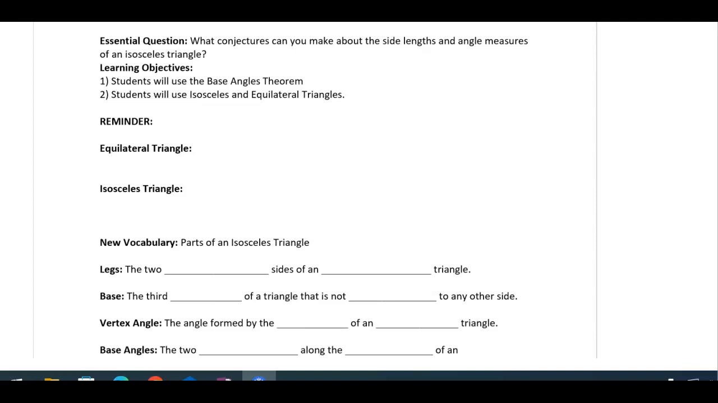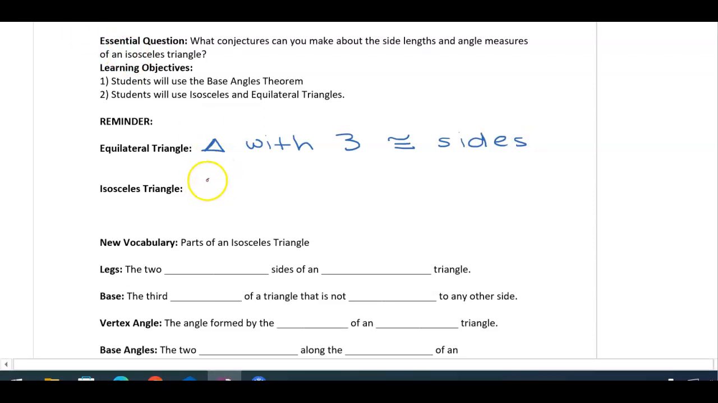As a review, an equilateral triangle is simply a triangle with three congruent sides, so all sides are the same length. And then an isosceles triangle is a triangle with two congruent sides.